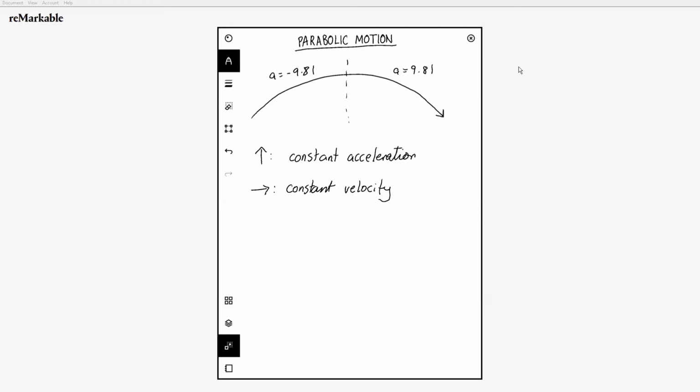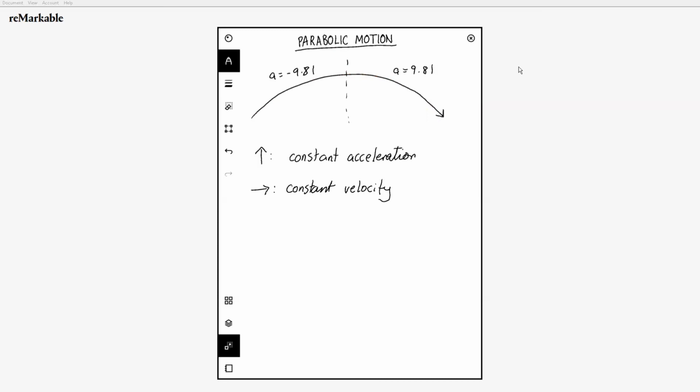The final thing: if you're using your equations for linear motion for your vertical direction, for this half of the parabola, then your velocity at this point is always going to be 0, because it's no longer moving up. There's a split second where, if it's not moving up and it's not moving down, then it's just 0. And then obviously it continues to go down from here.